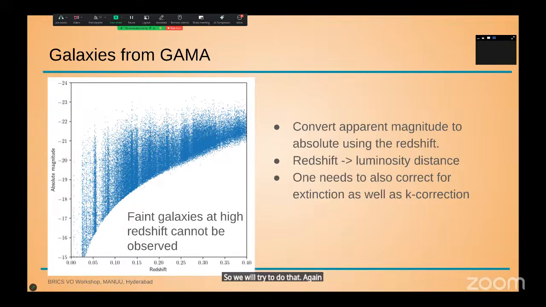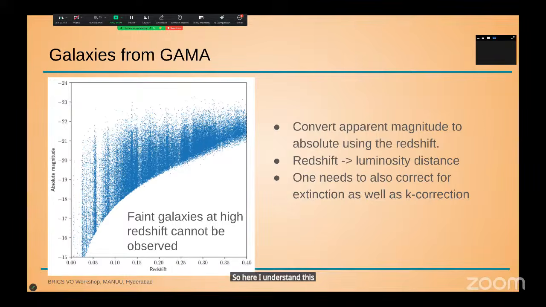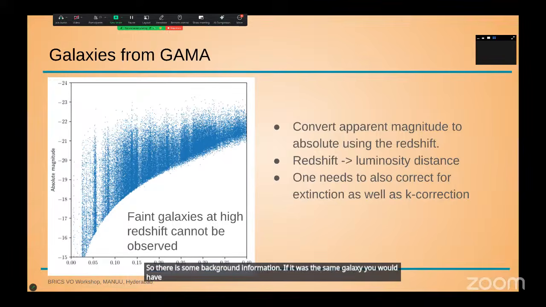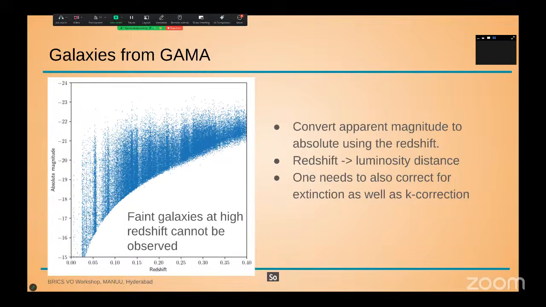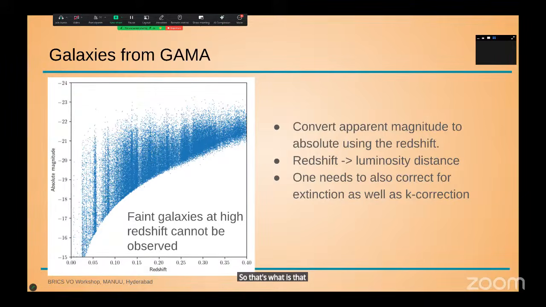Again, something which is a technical detail, but you need to know about it and it's given in the dataset, so we'll use that as well. So do you understand this? There is some band in which you observe. If it was the same galaxy, you would have corrected for the luminosity distance, you would still not have gotten the same luminosity just because of this band shifting. So those bands are adjusted in order to measure the luminosity and compare both these galaxies on the same footing. So that's what it is. That's something that we will have to keep an eye on.